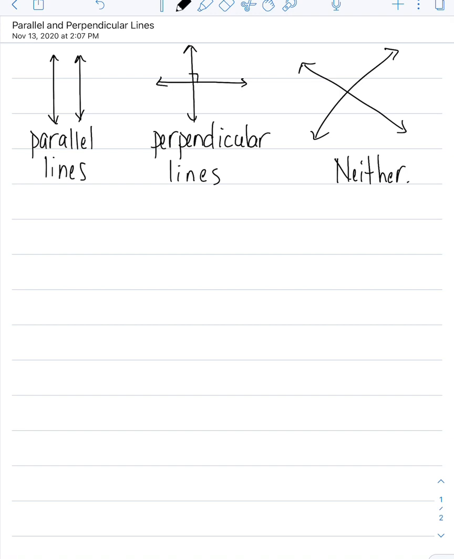All right, so let's talk about algebraically how we determine it. Of course, we can observe it if they're graphed, but let's talk about how we can do it algebraically without a calculator. So whenever we look at two lines, if they have the same slope, those lines are parallel. If they are perpendicular, those lines will have what are called opposite reciprocal slopes.